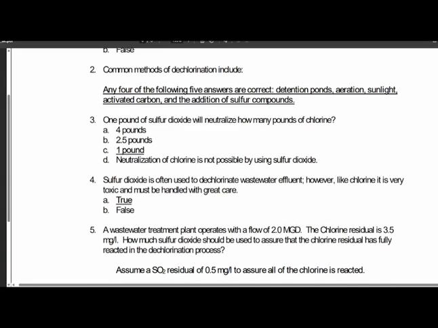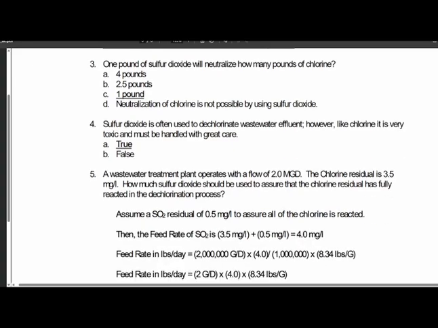1 pound of sulfur dioxide will neutralize 1 pound of chlorine. It's a 1-to-1 ratio to be neutralized. Sulfur dioxide is often used to dechlorinate water effluent. However, like chlorine, it is very toxic and must be handled with great care.